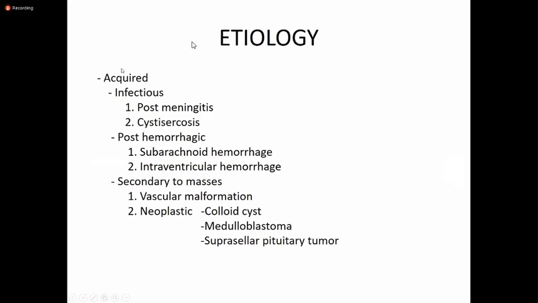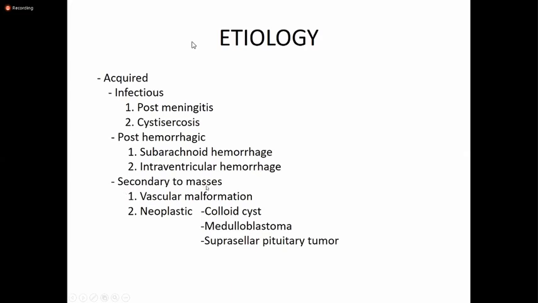So, as far as etiology is concerned, there are two reasons for the development of hydrocephalus. Congenital, we have discussed. Congenital could be aqueductal stenosis, Dandy-Walker malformation, and cerebral aqueductal gliosis. As far as acquired etiology of the hydrocephalus is concerned, it could be due to infections like post-meningitis, cysticercosis, post-hemorrhagic like subarachnoid hemorrhage, or intraventricular hemorrhage.